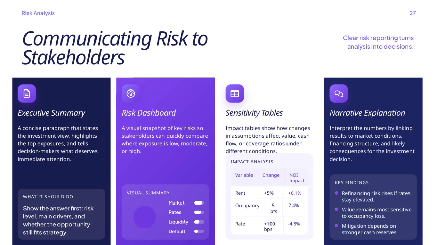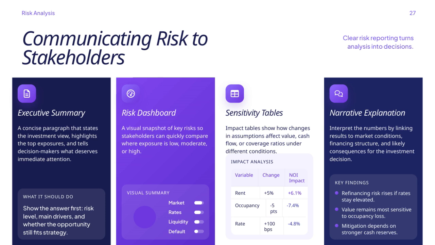Start with an executive summary that immediately answers the most critical questions. What is the overall risk level? What are the main drivers? And does the opportunity still align with our strategic goals? This summary should be a brief paragraph that provides a clear investment view, highlights the top risk exposures, and directs decision makers to the issues that need urgent attention.